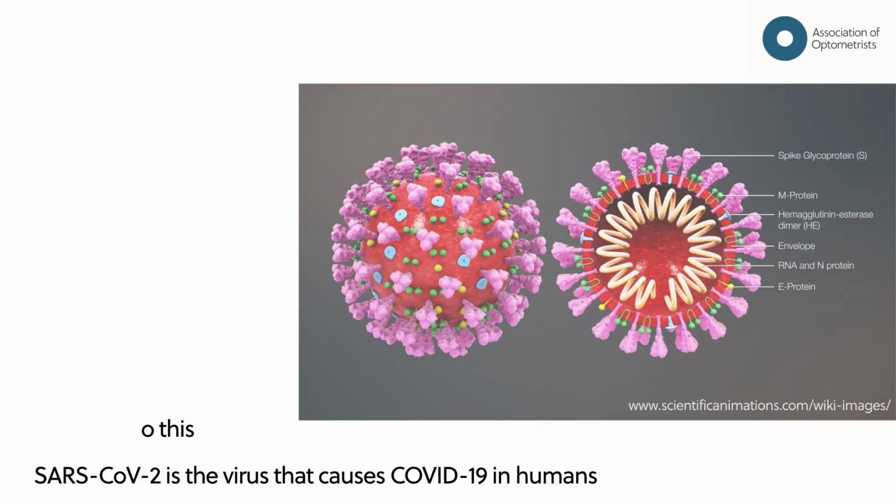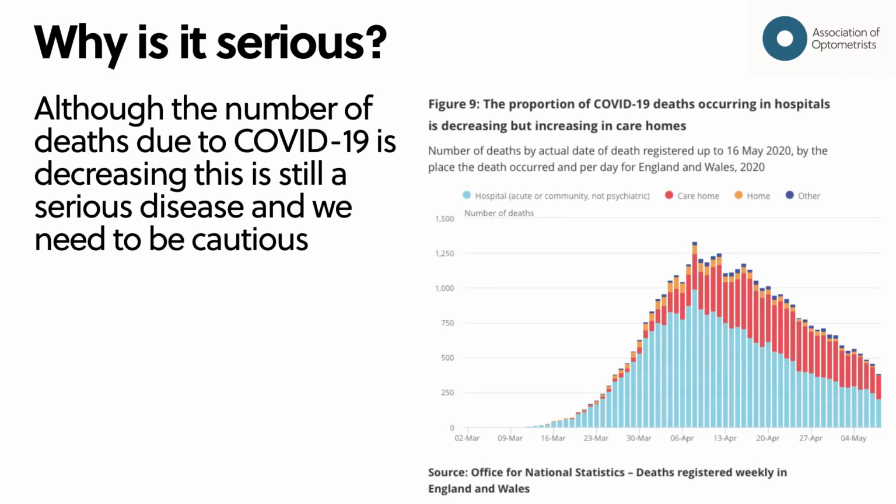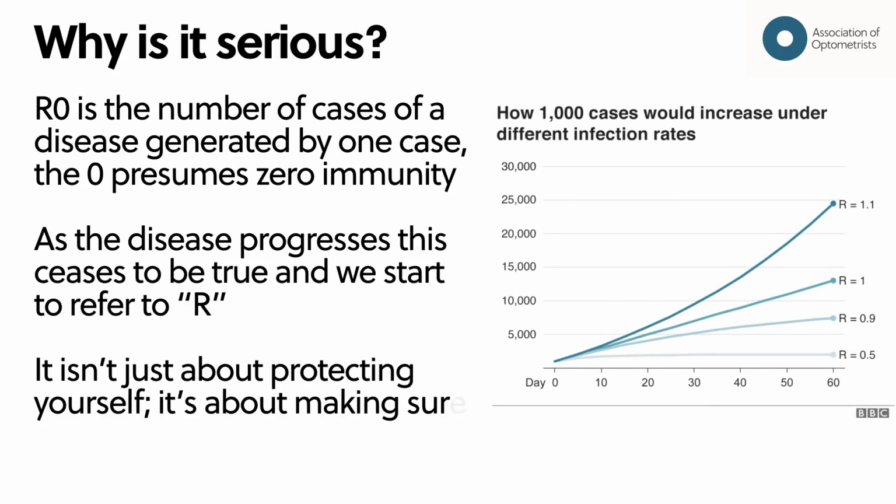And people may be wondering, although probably not that many now, why it's so serious. Although the number of deaths due to COVID-19 is decreasing, it's still a very serious disease for its impact on the population, and we need to be cautious. And we'll cover a little more on that later as to why the caution is so important, but a lot of it is to do with how the disease spreads.